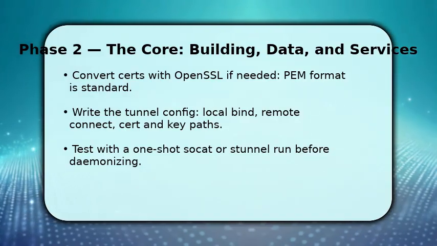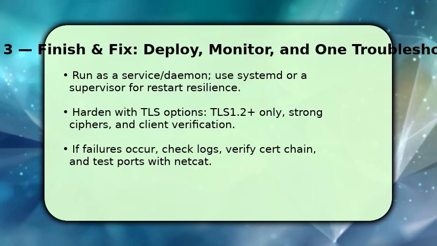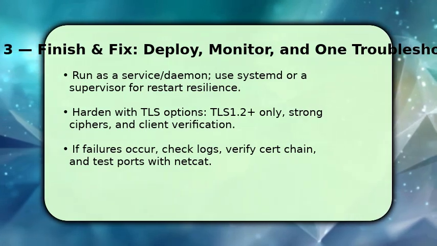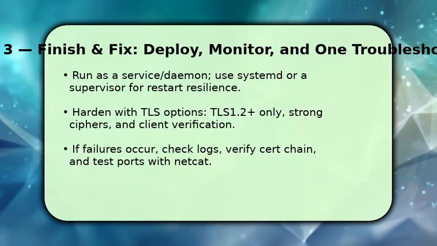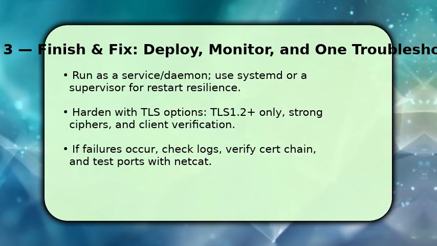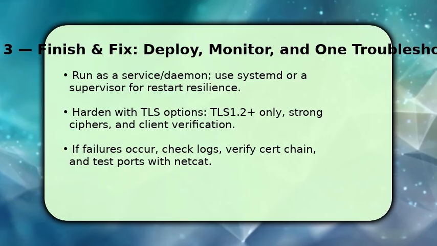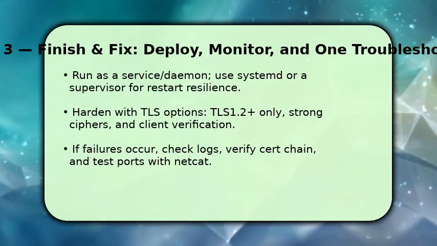You finish by running the tunnel as a managed service. Use systemd or another supervisor so it restarts on failure. Make sure to harden TLS settings, enforce TLS 1.2 or higher, restrict ciphers, and enable client verification if applicable. Once running, verify connectivity from a client through the local bind.